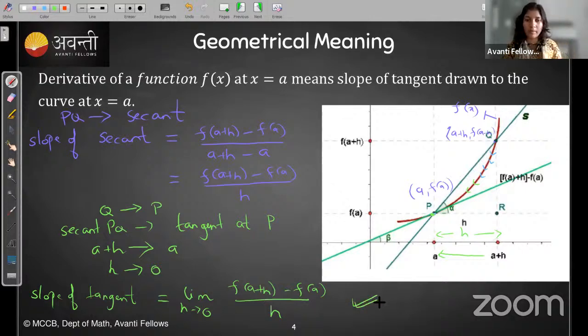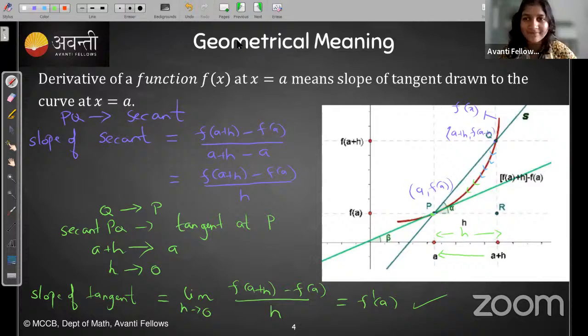Remember this. We know the slope of the tangent is nothing but differentiation, right? So we can represent it as f dash of a, correct? Differentiation of that function at the point A. So differentiation of the function at the point A is nothing but limit as h tends to 0, f of a plus h minus f of a divided by h. I hope this is clear to you all. So we'll move ahead.